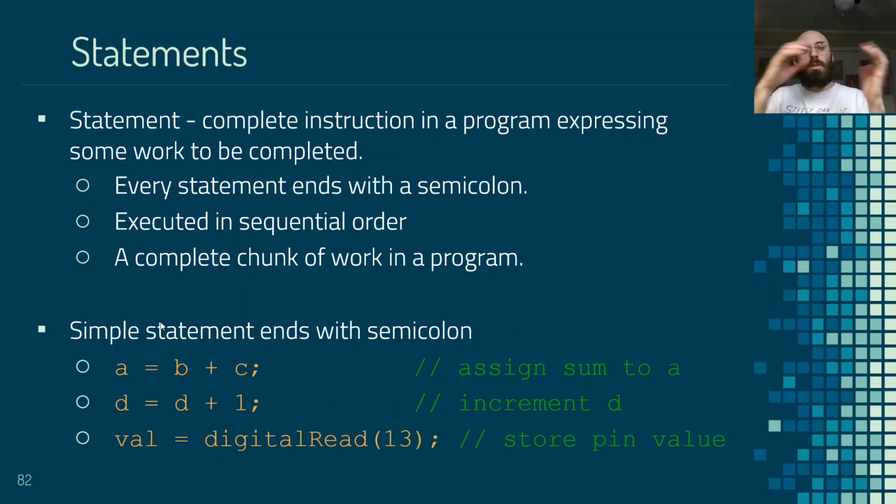A complete statement represents an entire instruction that the program is able to complete. It's got to end with a semicolon, and it's kind of like the atomic chunk of work within a program. Here we can see some of the stuff that we borrowed from the previous slide, where we just said b plus c, but now we're assigning that sum to a. So it's doing some work. It's a complete statement here.